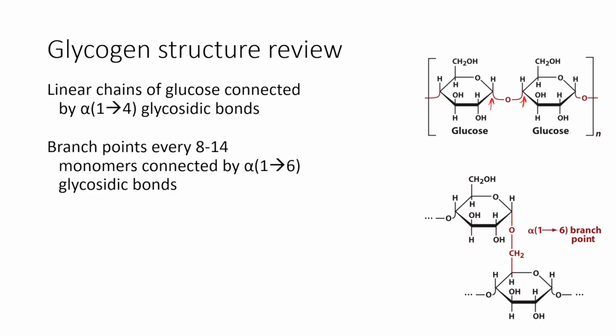There are also branch points every 8 to 14 glucose monomers, and the branch points are connected by alpha-1,6 glycosidic bonds. We have that illustrated on the bottom here, where we have the 6 carbon of the glucose on the bottom that is connected to the 1 carbon of the glucose shown above it. And that's the anomeric carbon of that glucose, which is again in the alpha configuration. Because it's attached to the 6 carbon via the branch, that's an alpha-1,6 branch point.